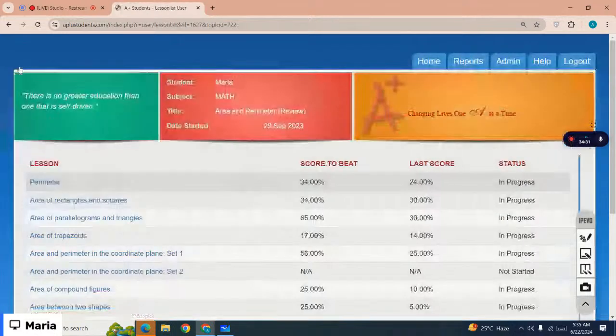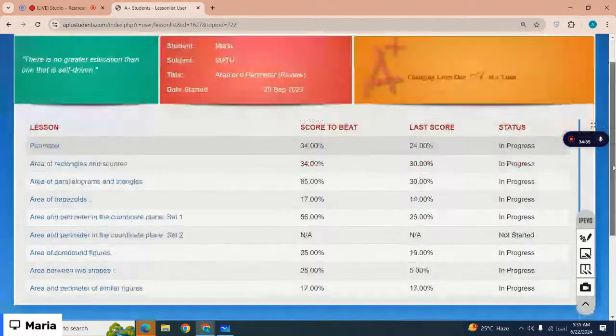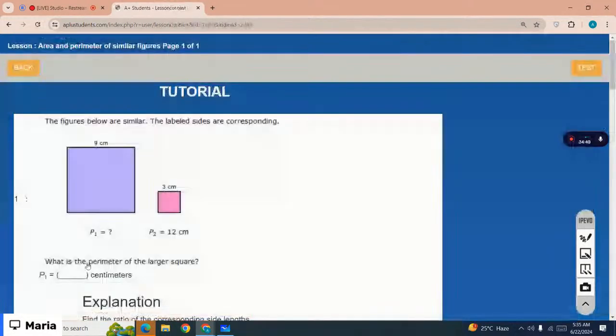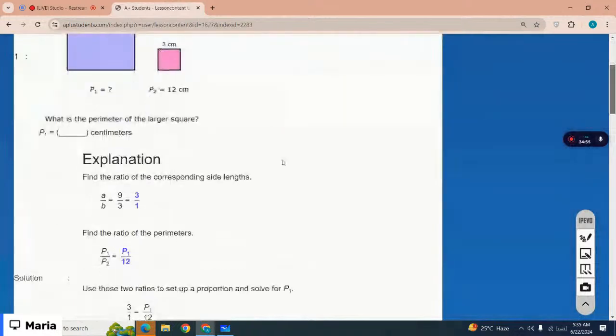And the next lesson is area and perimeter of similar figures. Let's just start with the lesson. Okay, the figures below are similar. The labeled sides are corresponding. What is the perimeter of the larger square? So they both are similar. You have to find the larger. So just make a ratio between their similar sides. That will be 3 over 1, and equate it with the ratio of the perimeter.